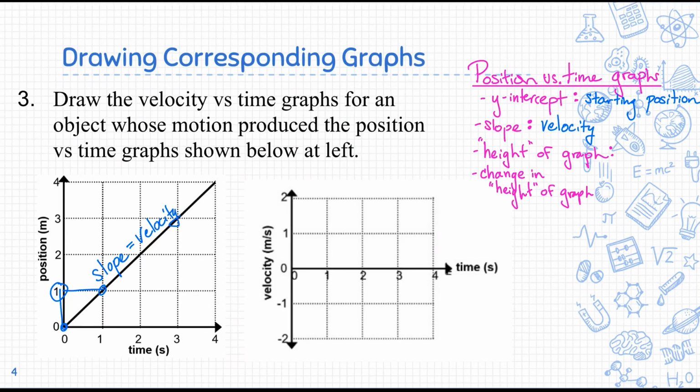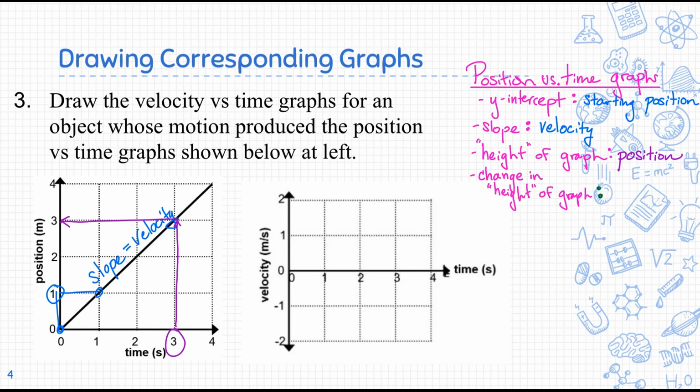Next, if we want to know the actual height at a location, let's say at 3 seconds, I want to know what's going on. Well, I go up here and it's at a position of 3 meters. So when we're thinking about the height on a position versus time graph, that is the location, or what we call in physics the position.